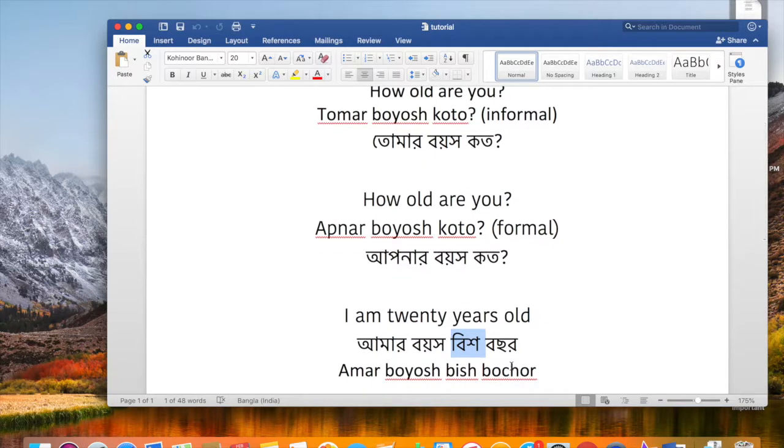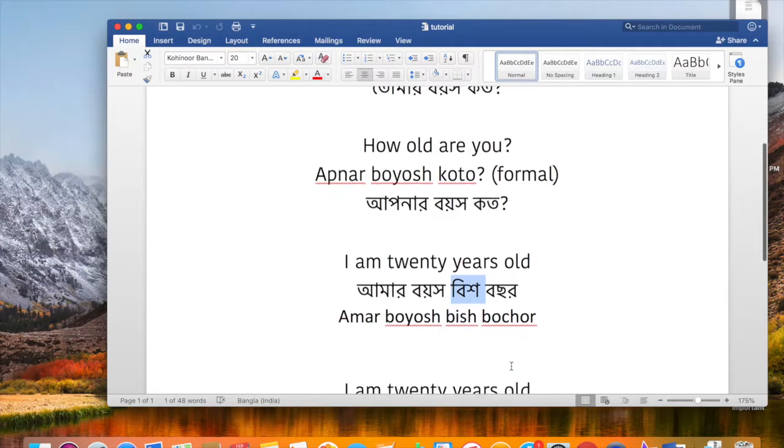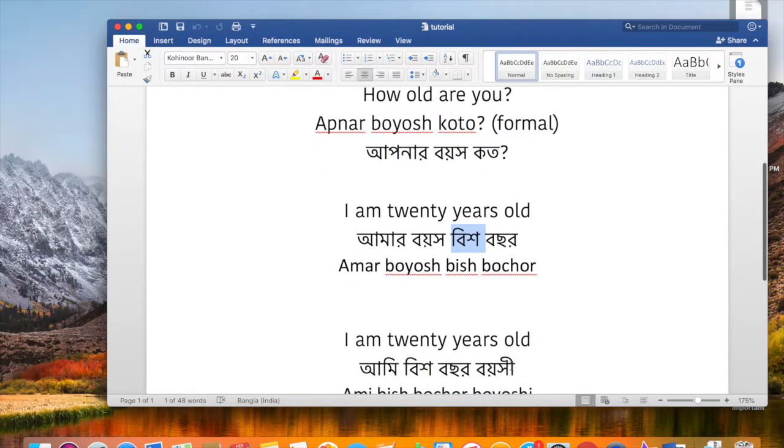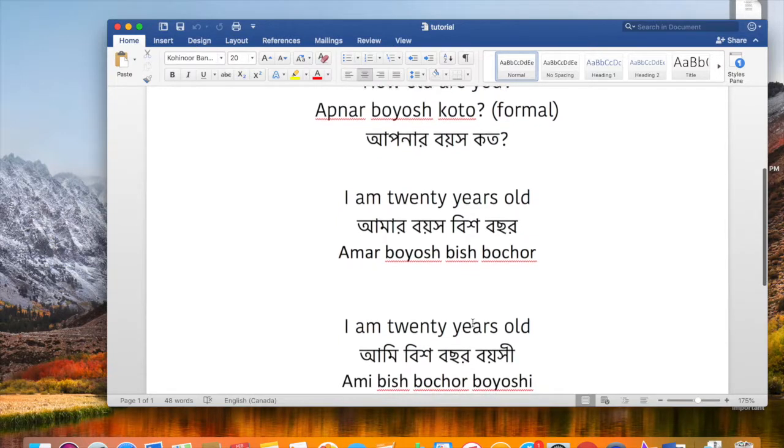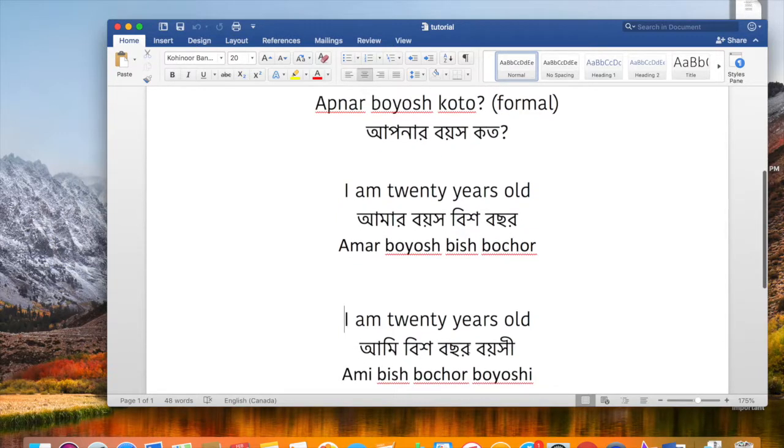Okay, and there's another way you can answer this question. It's very similar, but there's a little bit of a twist in it. I am 20 years old can be translated as Ami 20 বছর বয়সী. It's not commonly used, but you can say that. You're probably gonna sound weird, I'm telling you. So Ami 20 বছর বয়সী.